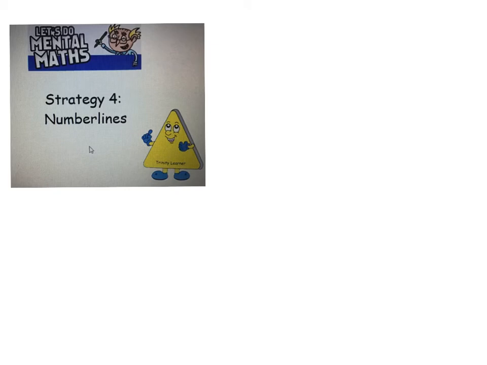Strategy 4, using number lines. Again, this could work if you have quite large numbers and you were wanting to add them together. So, for example, if you had 82 plus 27, what you can do is, if you draw a number line, I'm going to try and draw a straight line here. Okay, and I would start with probably the larger number to begin with, although with addition it doesn't really matter which one that you start with, but I'm going to start with 82.